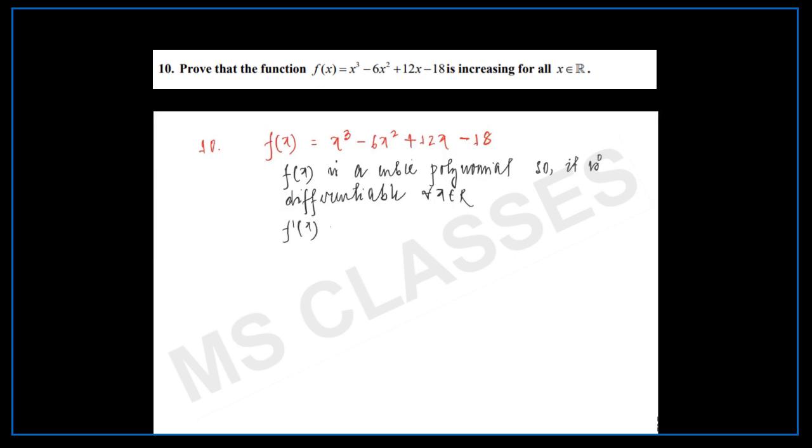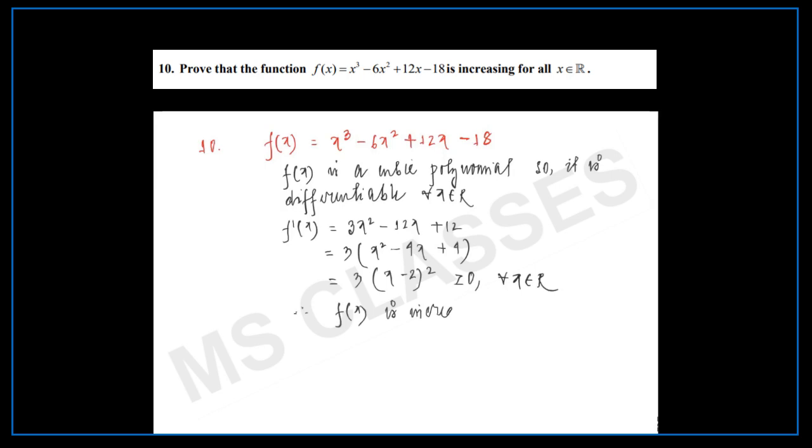So f dash x is 3x squared minus 12x plus 12. Now 3 common, x squared minus 4x plus 4. So 3 common, x minus 2 whole square, which is greater than or equal to 0 for all x belongs to R. And therefore, we conclude f(x) is increasing in R.